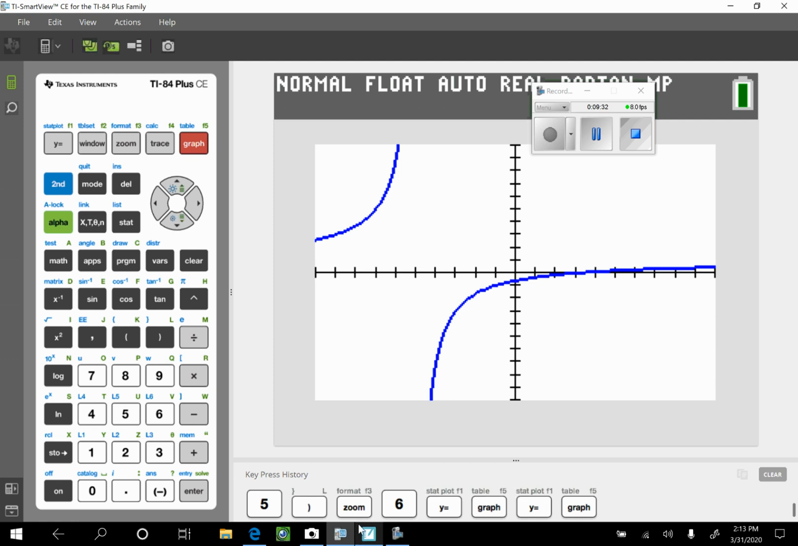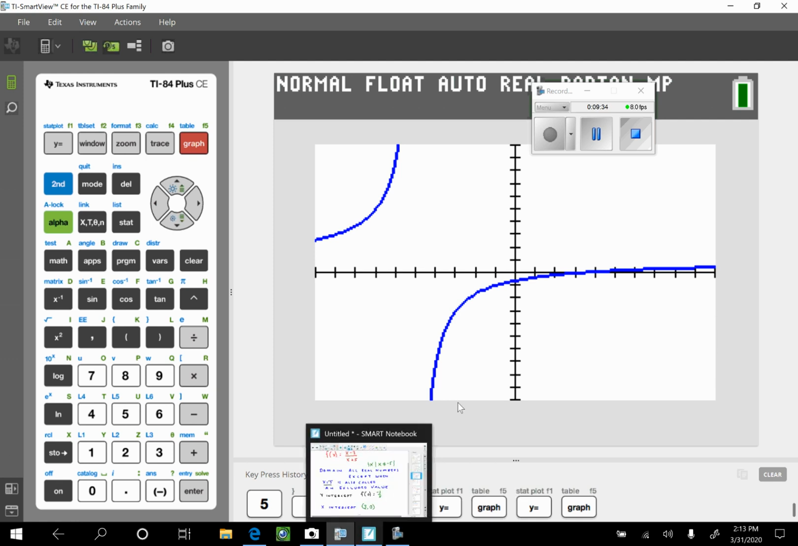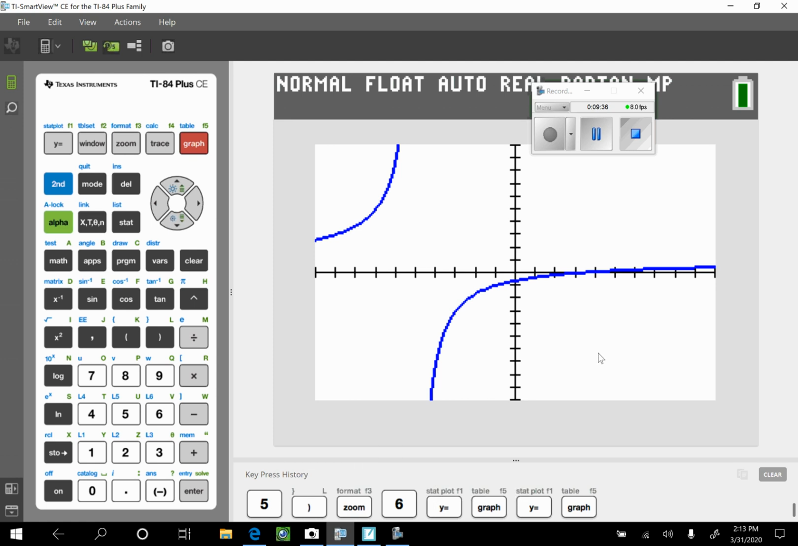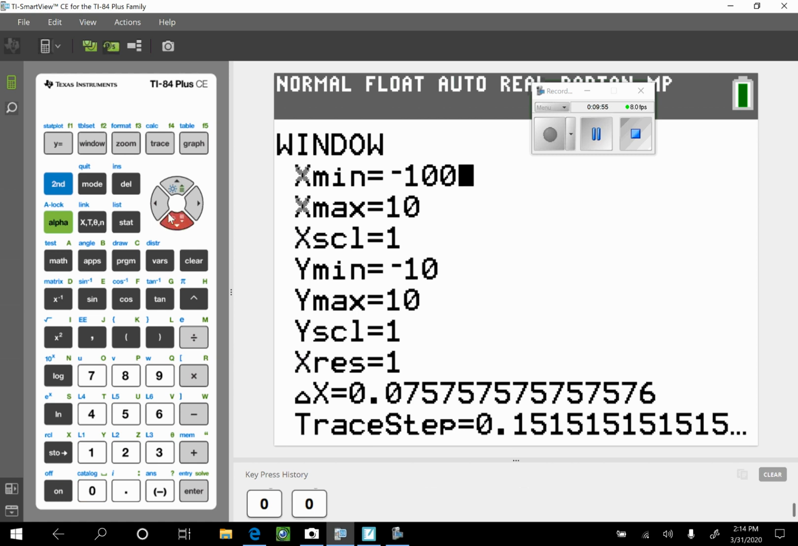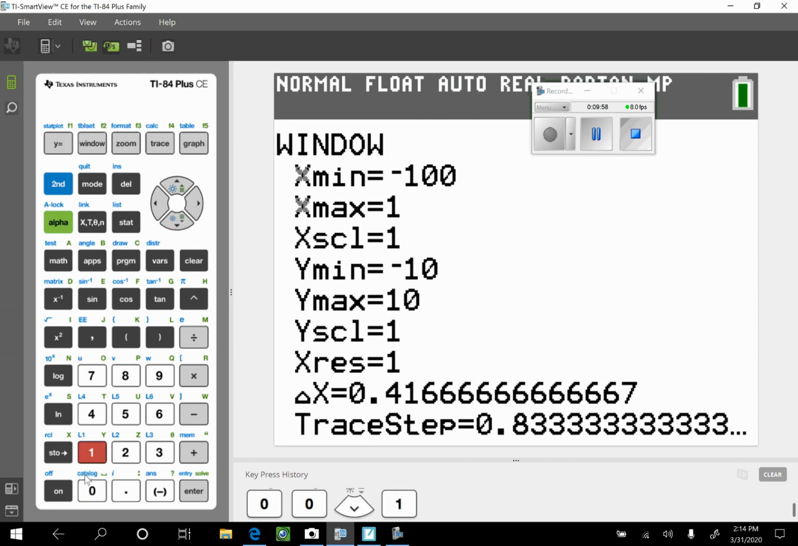The other thing that it's going to be important for me to know is where does this function go as x gets really big? It looks like it's increasing, but we don't know. And where does it go as x goes this way? So I'm going to change my window a little bit, and we know about changing windows. Instead of from x equals -10, I'm just going to go from x equals -100 to 100, and I'm just going to look at that graph.